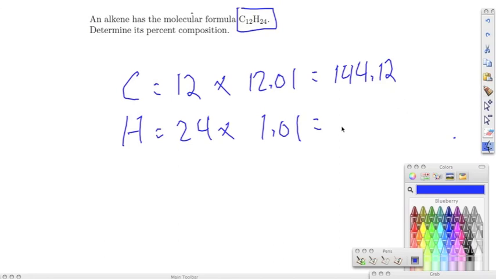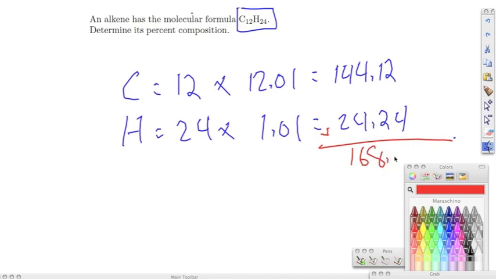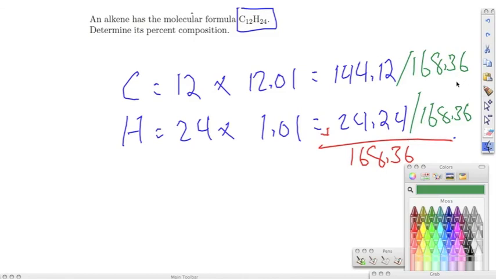We get 144.12 and 24.24. Then our next step is to add them up to get a total of 168.36. Then we divide each of them by the total, 168.36. Once we divide them, we multiply by 100 to get a percent, and we get 85.6 for carbon and 14.4 for hydrogen.